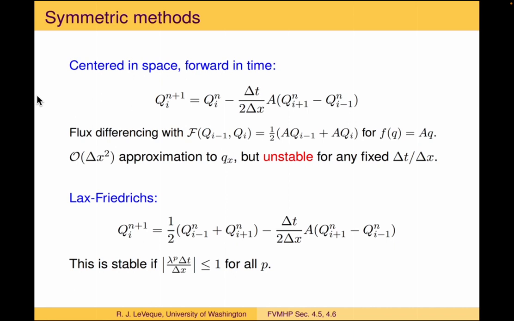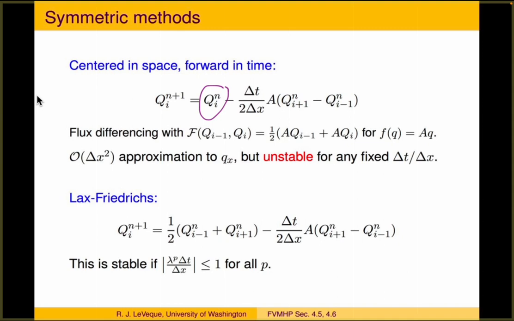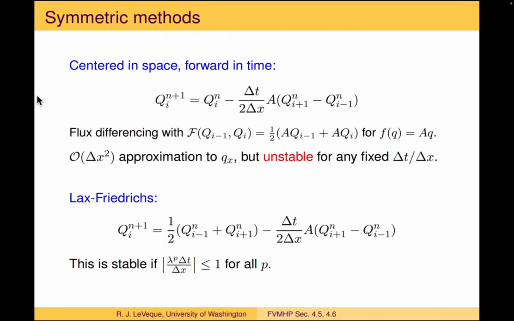But there's a variant of this that can be used, which arises from taking the qin here and replacing it by the average of qi minus 1 and qi plus 1 at n. So if you make that change and leave the flux differencing term, or the approximation to dq dx, alone, then you end up with a method which is actually stable provided the CFL condition is satisfied. For each eigenvalue, you need lambda times delta t over delta x less than or equal to 1. But if that's satisfied, then this Lax-Friedrichs method is stable. It's still only first-order accurate, it turns out.